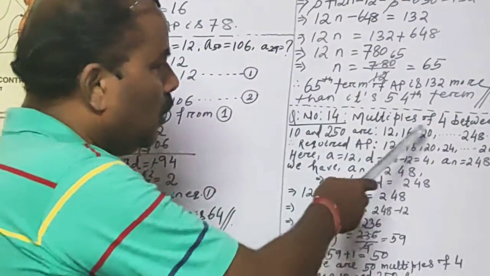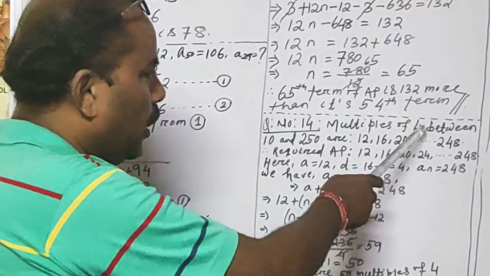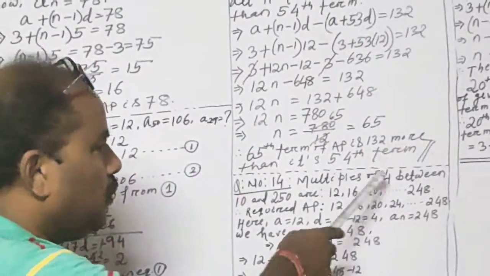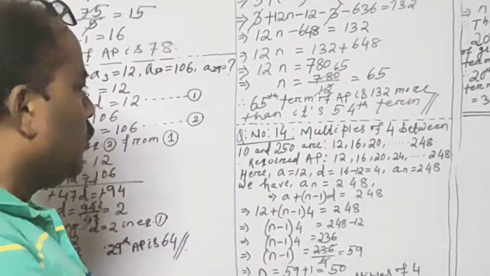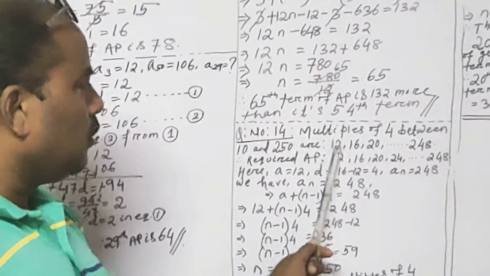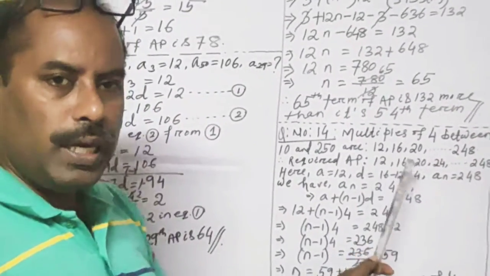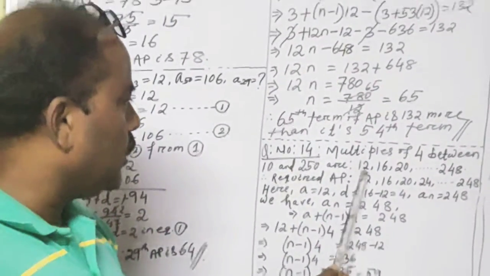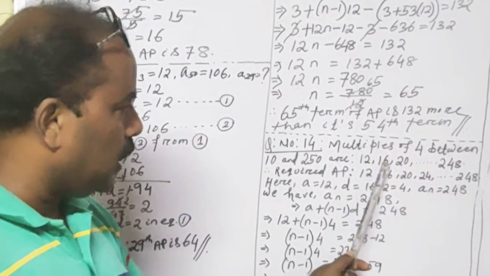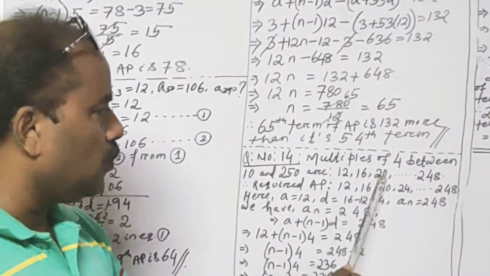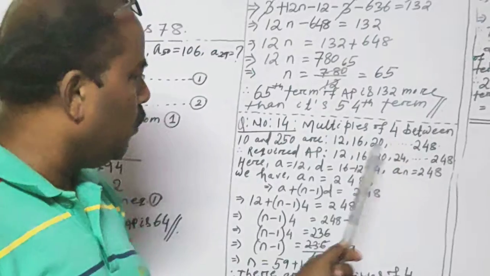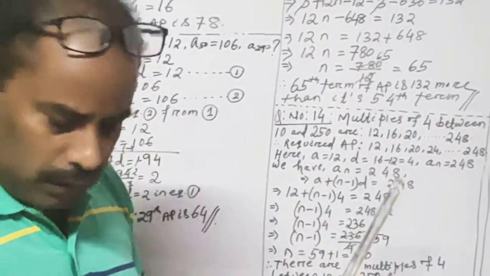10 is not divisible by 4, 11 is not divisible by 4, but 12 is divisible by 4, since 4 threes are 12. So 12 is the first multiple between 10 and 20. For the next multiple you add 4. So 12 is the first number. The next number is 12 plus 4 is equal to 16. Next is 16 plus 4 is equal to 20. Next is 20 plus 4 is equal to 24. And it continues up to 250, so let us see.